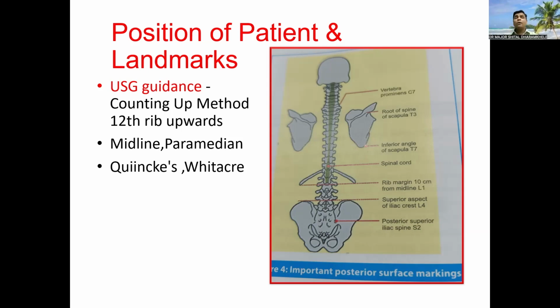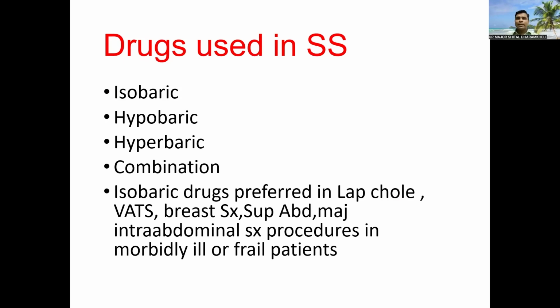If you have an USG, it will definitely give safety to the patient. It will also help you locate the midline as well as the exact location of the vertebral space. In USG, we use the counting up method. That is, we scan through the 12th rib and count the vertebrae upwards. You can go for the midline as well as paramedian, and you can use a Quincke as well as a Whitacre needle.